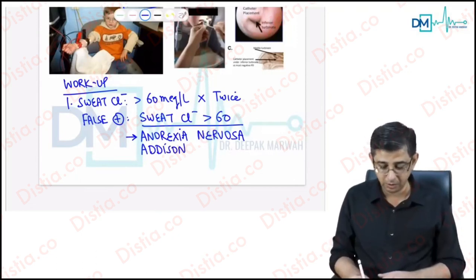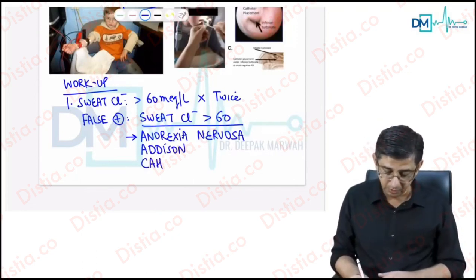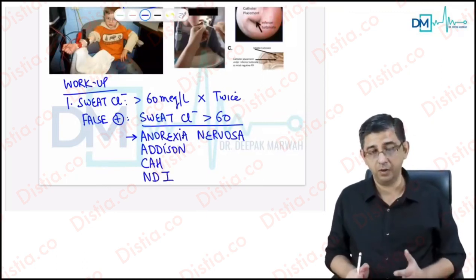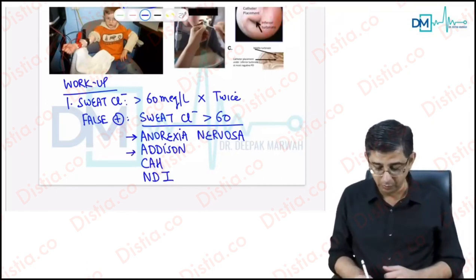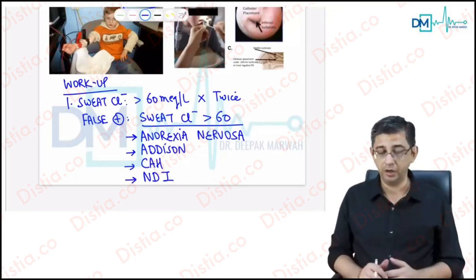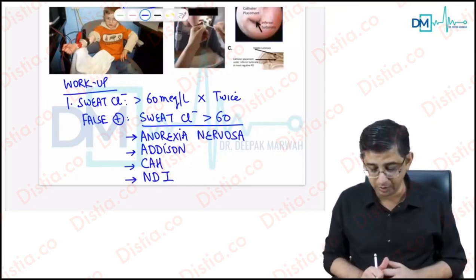Then another condition is congenital adrenal hyperplasia and nephrogenic diabetes insipidus. So false positive can be found with at least 4 that should be remembered. So there's a huge list. I've just put the MCQ important ones: anorexia nervosa, Addison disease, congenital adrenal hyperplasia, and nephrogenic diabetes insipidus.